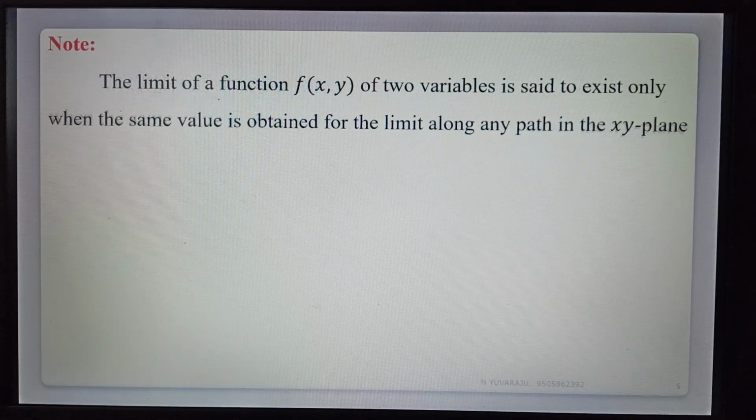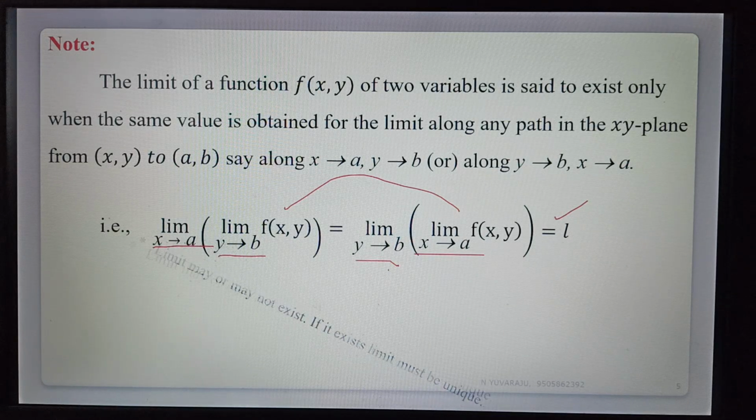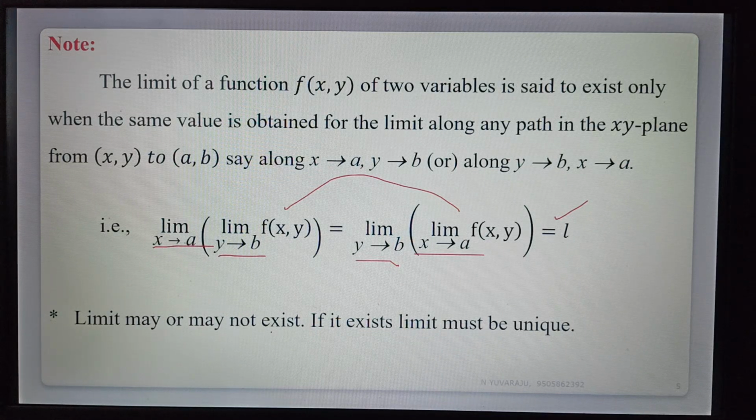See the note here. For the limit of a two variable function f of x comma y, the point x comma y tends to a comma b. In both paths, x tends to a then y tends to b, and y tends to b then x tends to a, the limit L exists and is equal. Then L is called the limit of the function f of x comma y. A limit may or may not exist, and not every function has a limit. In case the limit exists, it must always be unique. This is one of the conditions for finding the limit of the function.